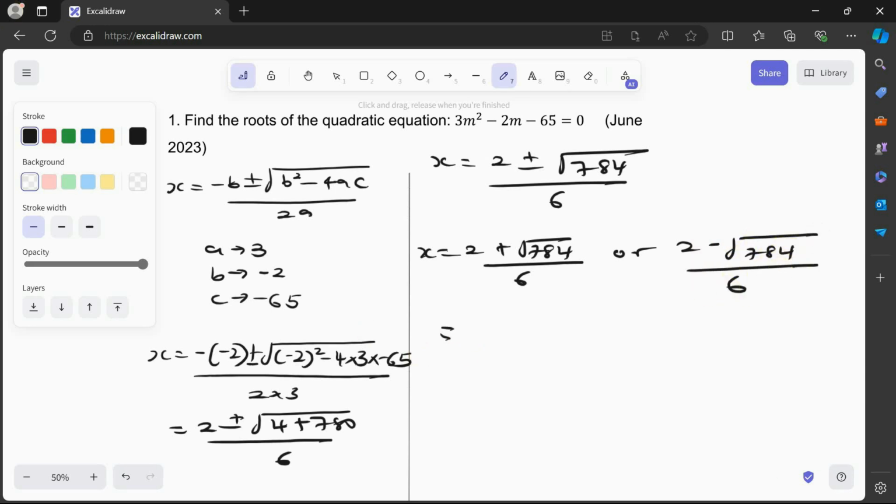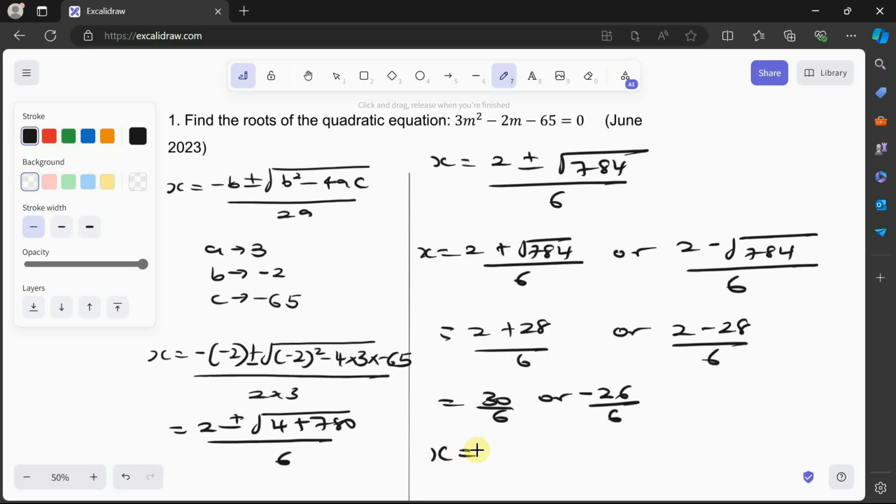So if I do this, I mean 2 plus square root of 784 divided by 6, this gives me 5, right? Although if it was a theory question, I'll advise that you see what the square root of 784 is. So the square root of 784 is 28. So we could just say 2 plus 28 over 6 or 2 minus 28 over 6. So this would be like 30 over 6 or minus 26 all over 6. So like saying x is equal to 5 or minus 4.33. So these are solutions from this particular question.